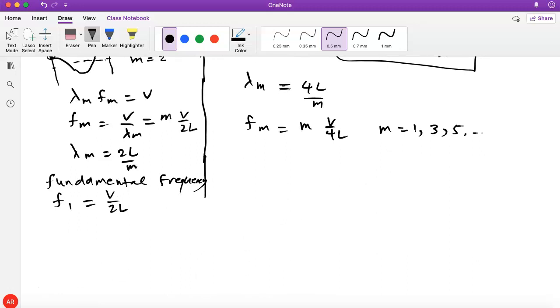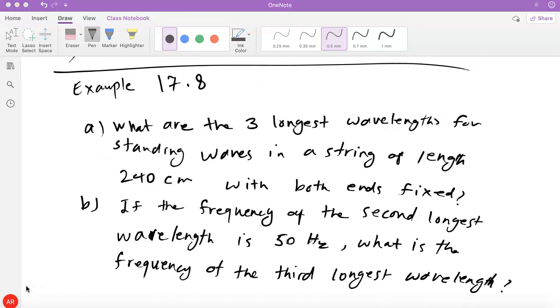So I think at this point it's good to maybe look at an example. All right, so here's an example. It's problem number 17.8 from the end of the chapter. So there are two parts. Part A is saying what are the three longest wavelengths for standing waves in a string of length 240 centimeters with both ends fixed. And part B is saying if the frequency of the second longest wavelength is 50 hertz, what is the frequency of the third longest wavelength? So pause the video, try to work out the solution to this problem.